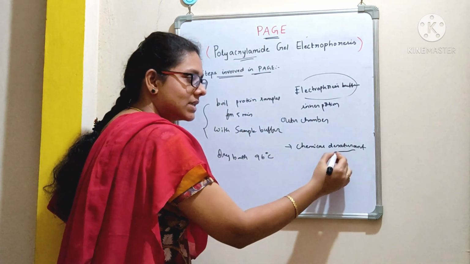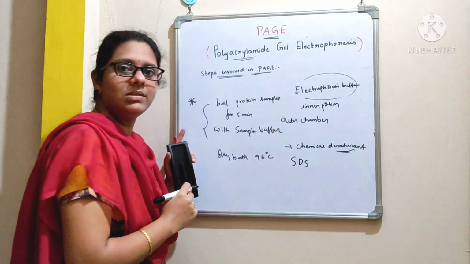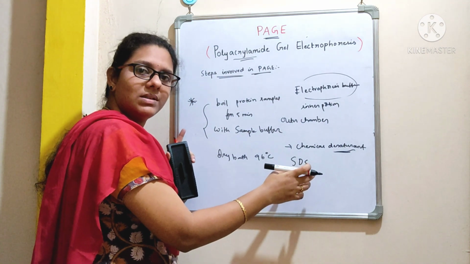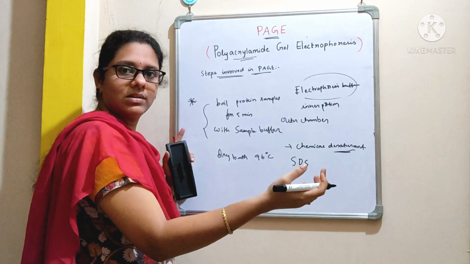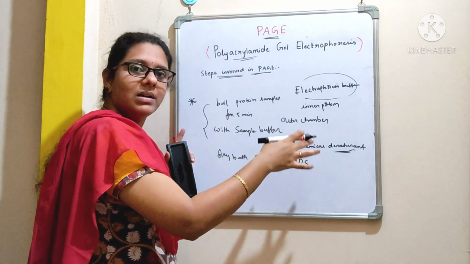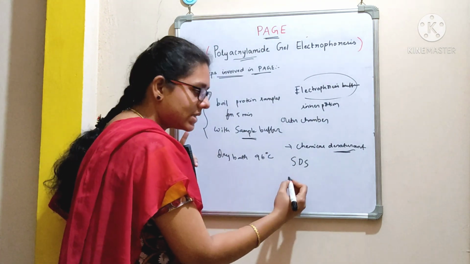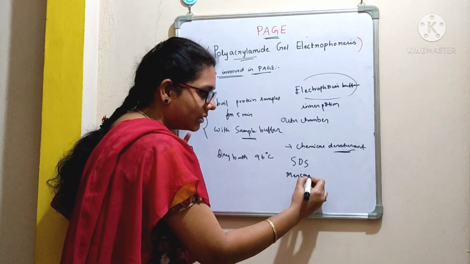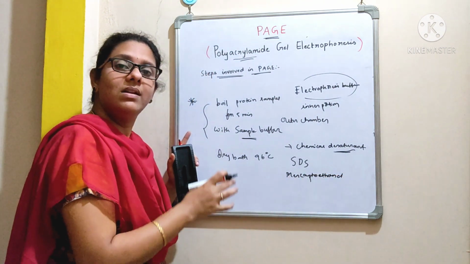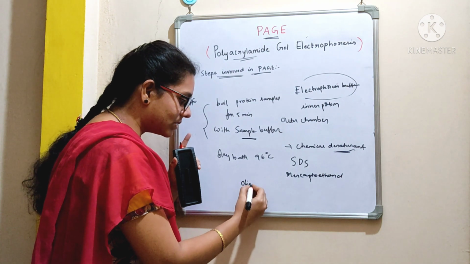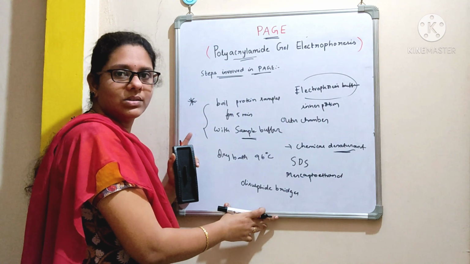We are calling it a chemical denaturant because it contains sodium dodecyl sulfate. What will this sodium dodecyl sulfate do? It will denature the protein's secondary and tertiary structure, and it will impart a negative charge to the protein. Moreover, this sample buffer, along with the SDS, also contains mercaptoethanol, and this mercaptoethanol will reduce the disulfide bridges that are holding together the protein's tertiary structure.